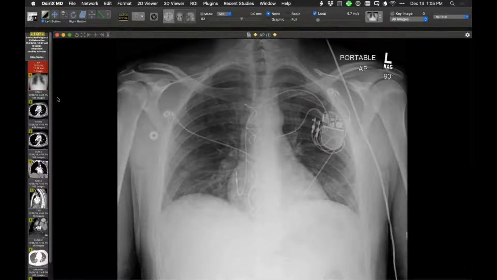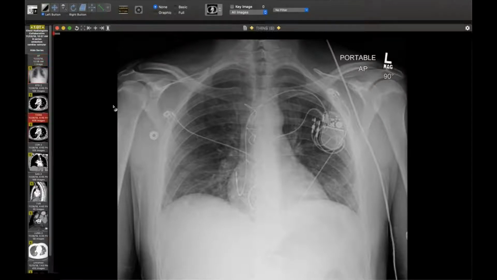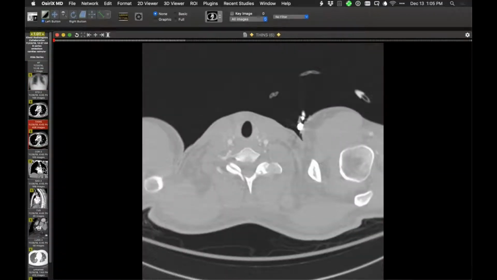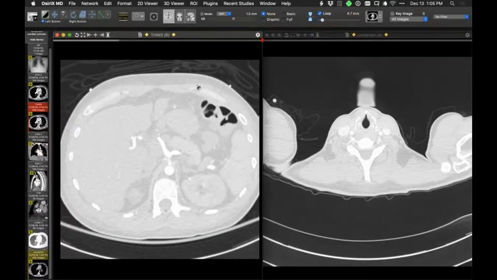All right. Let me give you guys a follow-up on that case I showed last week, because they imaged the patient again. And let me just bring up the two exams now. Let me just get off the sync mode.